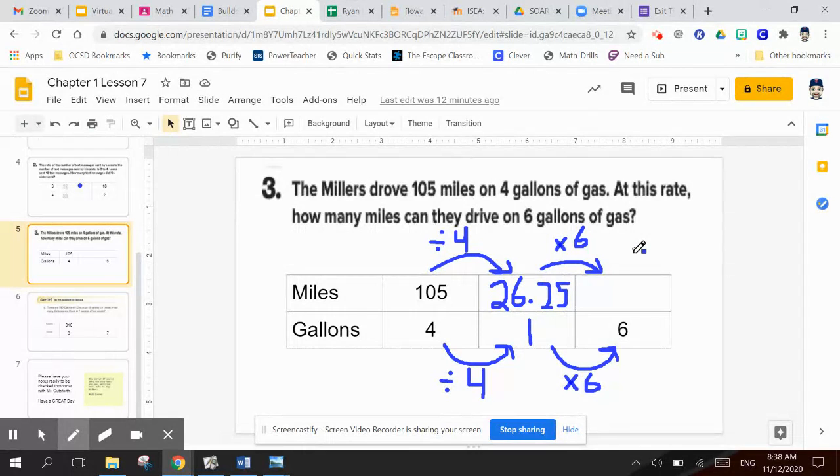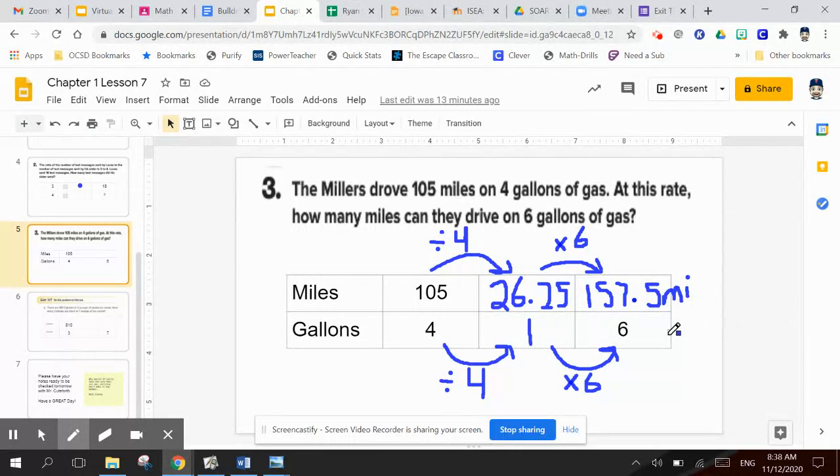I have 5 times 6 is 30. Carry the 3. 6 times 2 is 12. Plus 3 is 15. Carry the 1. 6 times 6 is 36. Plus 1 is 37. Carry the 3. And 6 times 2 is 12. Plus 3 is 15. And he can travel 157 and a half miles.